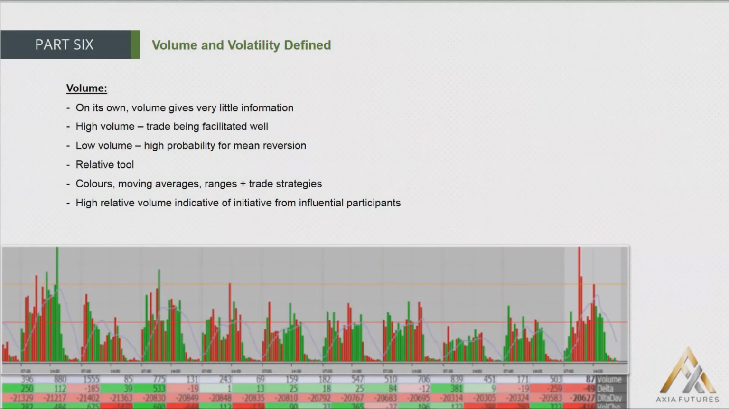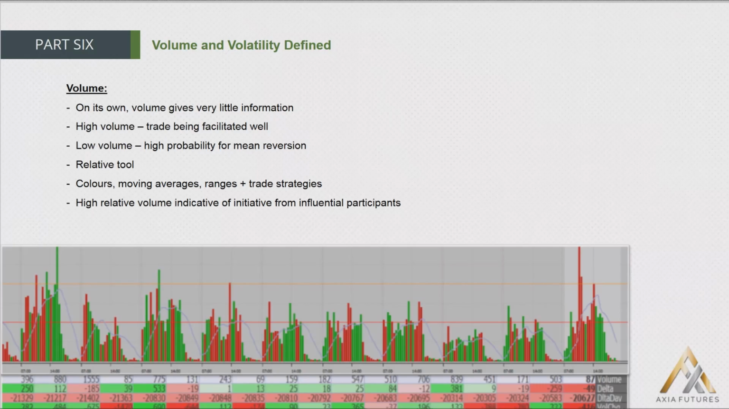Two concepts that a lot of people like to use, but more often than not they don't understand, are volume and volatility. We're going to talk about volume and volatility, and I'm going to show you how to use these two tools to your advantage, not just in volume profiling, but in any trading.